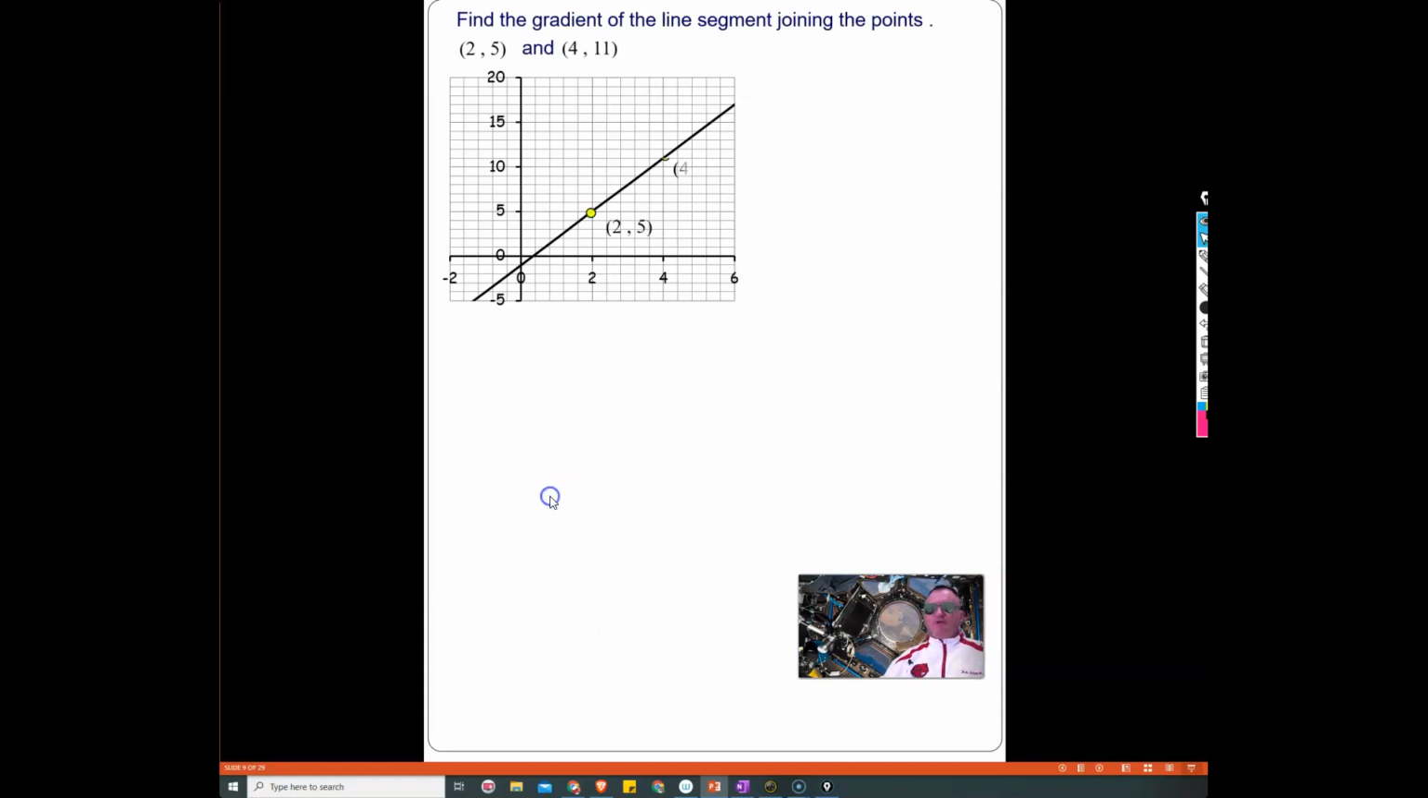So we've done these all the time, so we're going to go through them pretty quick. Find the gradient between 2 points, subtract your y coordinates, subtract your x's. The order doesn't matter as long as you're consistent. So it doesn't matter which one you'd call x1, y1. You could have called the top one that and the bottom x2, y2. It doesn't matter as long as you're consistent in the order in which you subtract it.